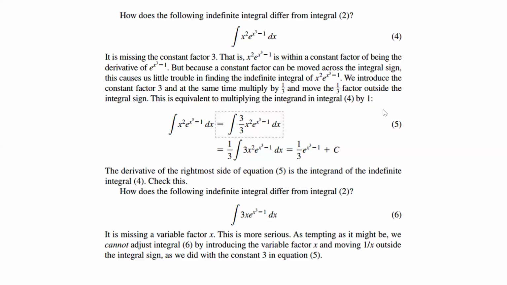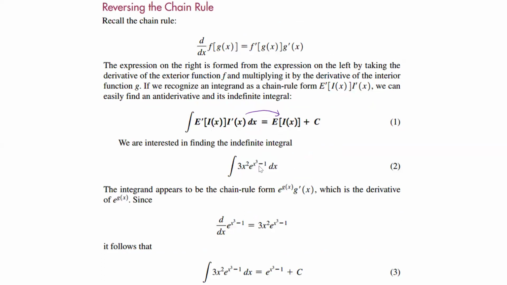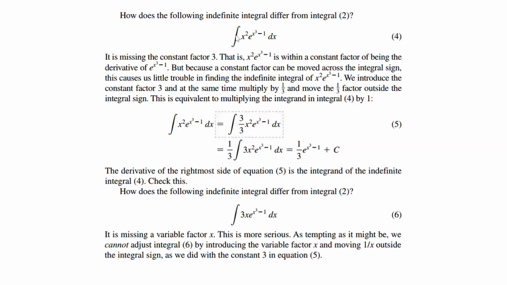All right, so now how does the following indefinite integral differ from the first and second? Remember, the second was this one. If you notice, the key difference is this factor of 3. This factor is within a constant factor of being the same as the derivative of e to the x cubed minus 1. But because that constant factor isn't there inside the integral sign, this causes us a little trouble finding the actual indefinite integral of x squared e to the x cubed minus 1.